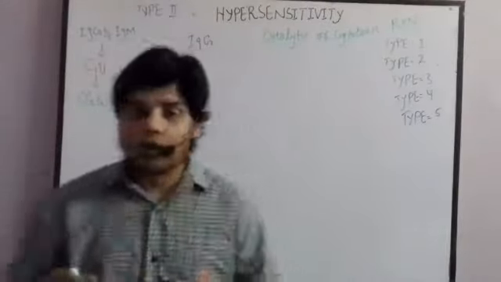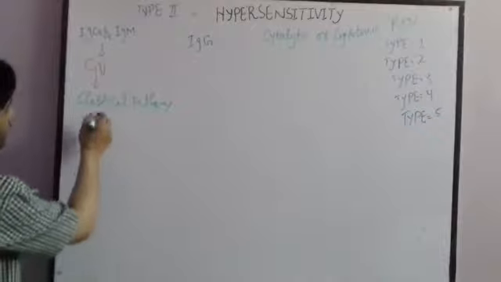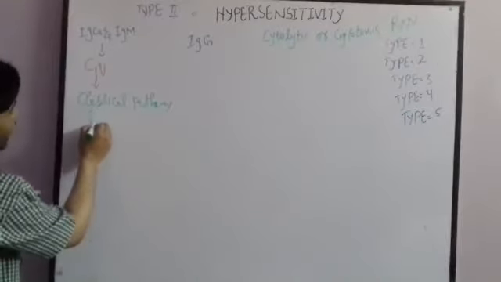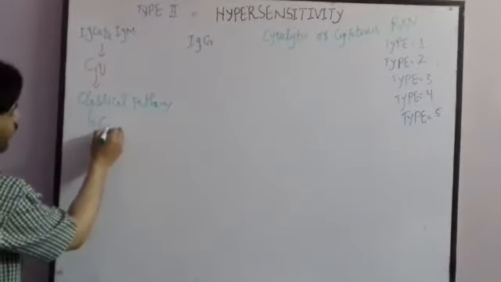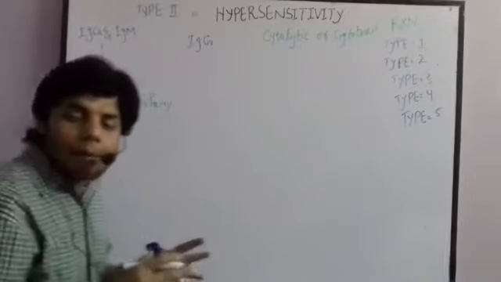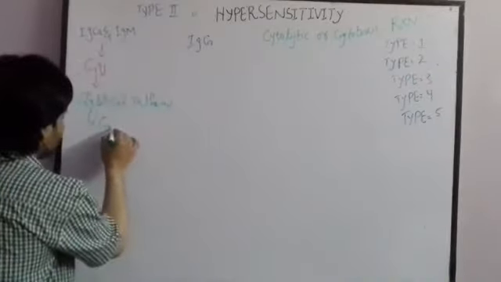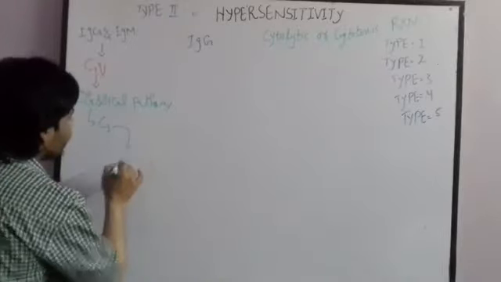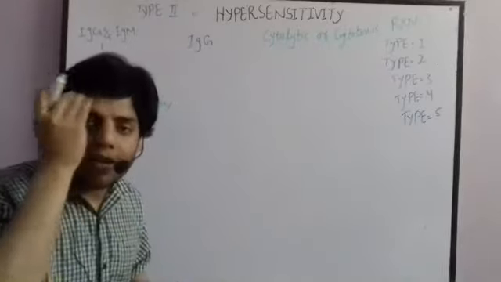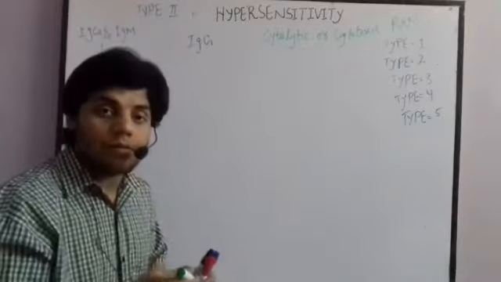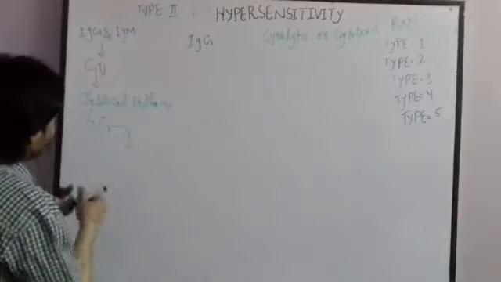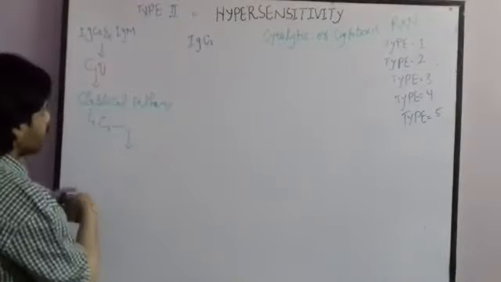Now once this classical pathway is activated, what do they do? They will activate C3 and C4. After that, this C3 and C4 will activate the effector cells.